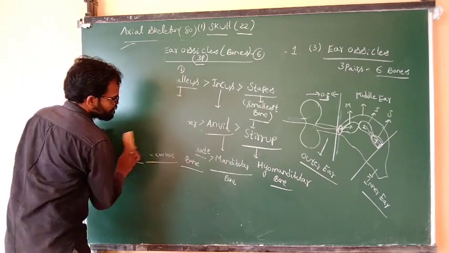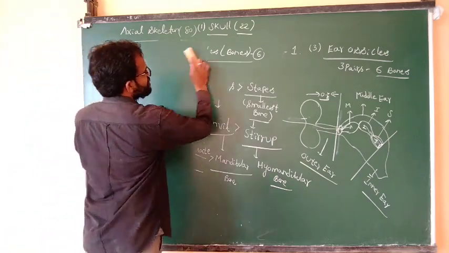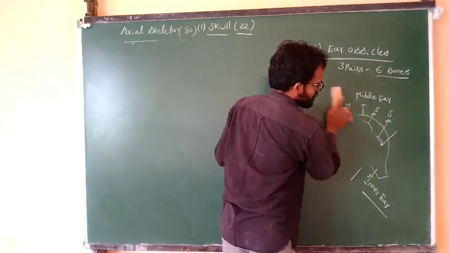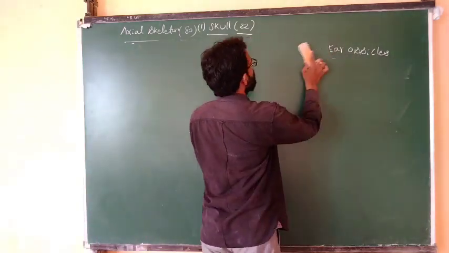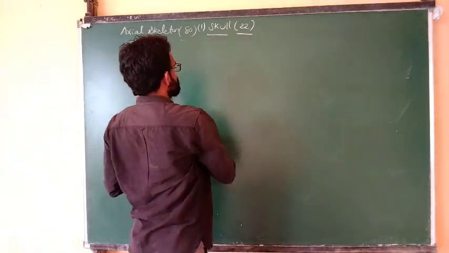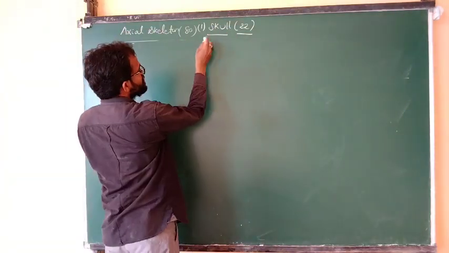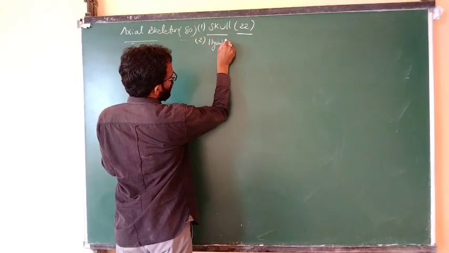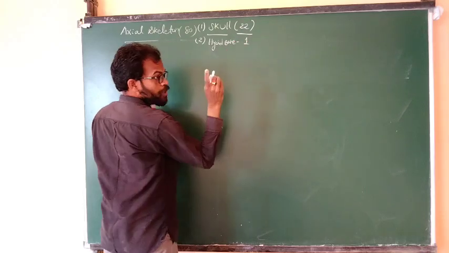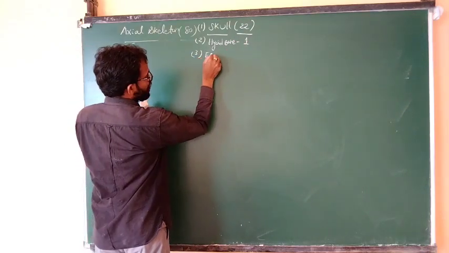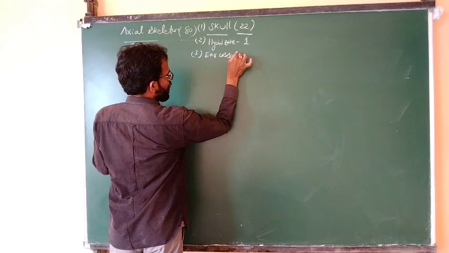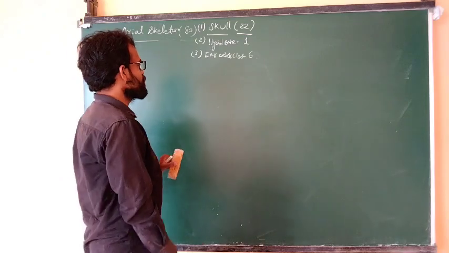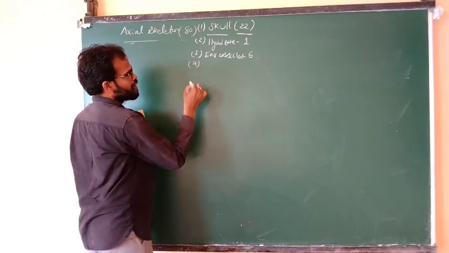The ear ossicles are the third part of the axial skeleton. What is the third part? Ear ossicles. The first is the skull, the second is the hyoid bone, only one bone. Next, ear ossicles, six bones.